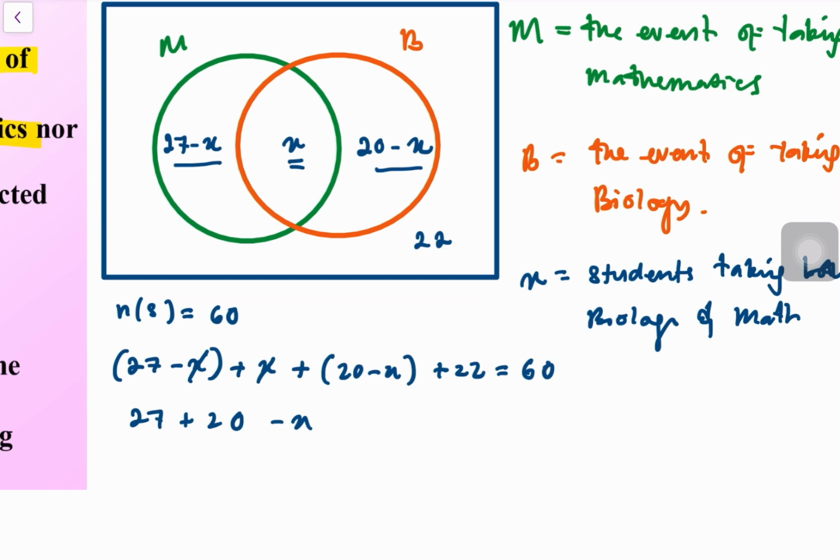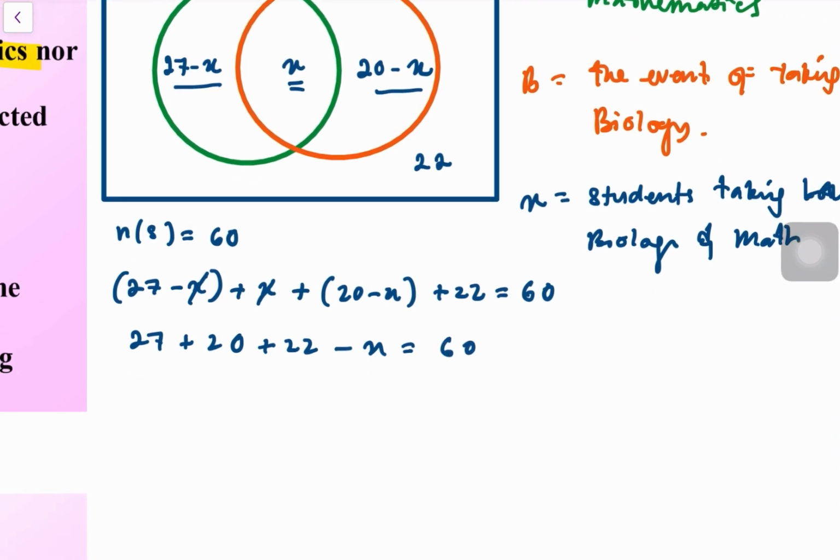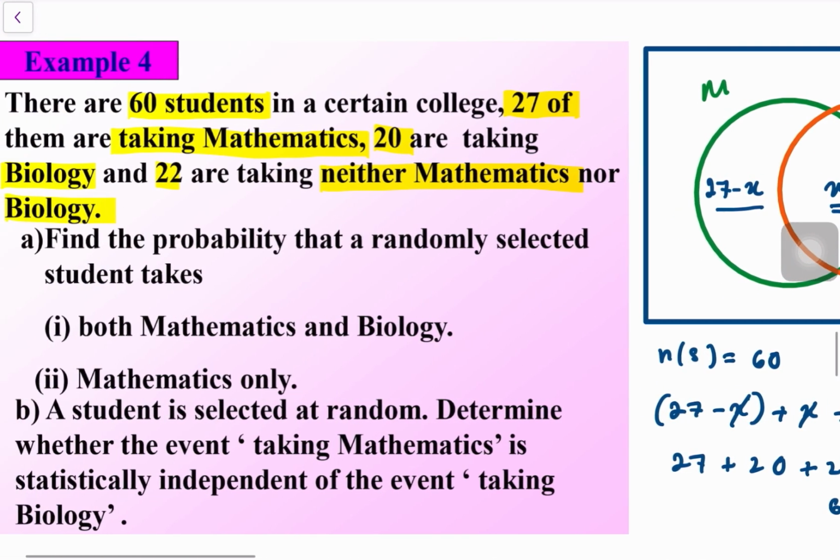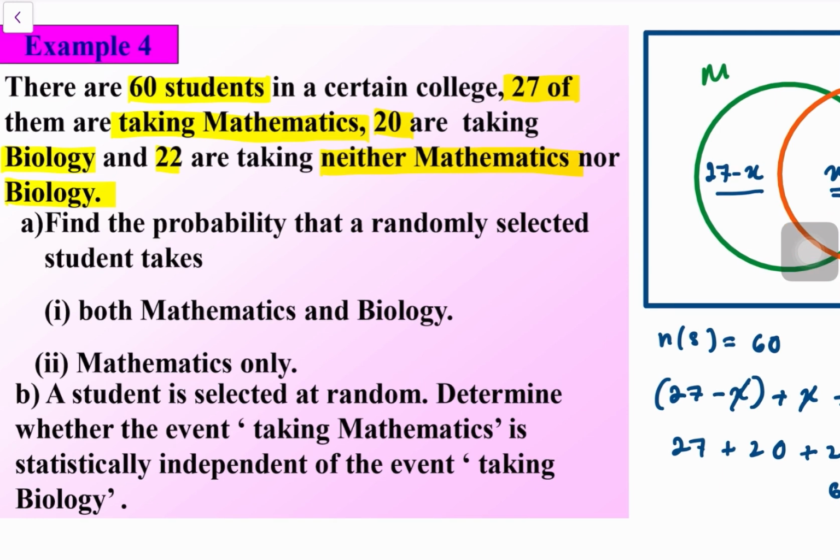Then we have plus 22 minus x equals 60. After adding these values, 27 plus 20 we get 47, and then plus 22 we get 69. Then minus x equals 60. Therefore x equals 9. So now we already have the value of x, which is 9. Then we can start looking for the value of the first Roman and the second Roman.